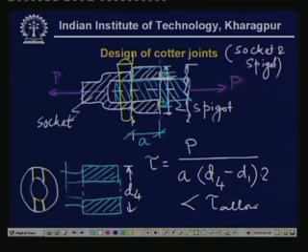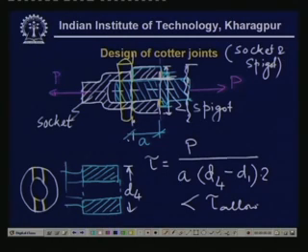So, these are the ways in which the socket fails. The socket fails in 3 ways: one is the tensile failure, the second is the compressive failure, that is the crushing of the socket collar against the cotter, or the shear of the socket collar because of excessive shear stress developed. So, this is how the spigot and the socket are designed.